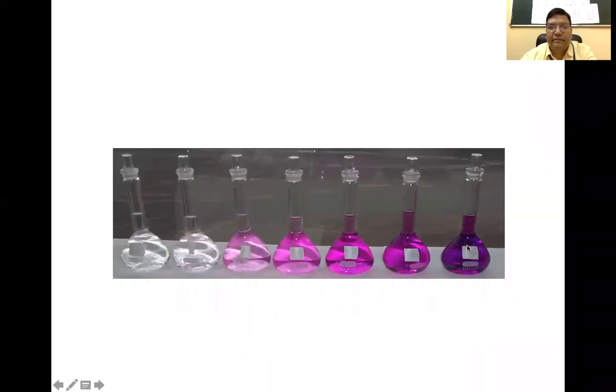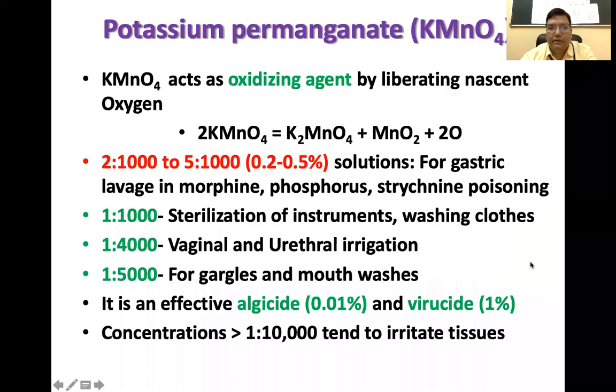These are the different concentrations of potassium permanganate in water. So how is this potassium permanganate solution going to act? It acts as an oxidizing agent. It liberates nascent oxygen, and that kills the bacteria by oxidizing the protoplasm of the bacteria.